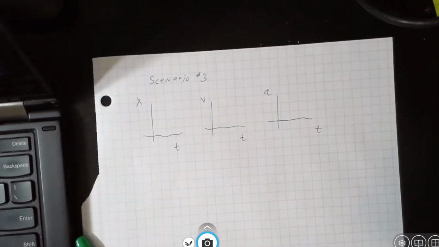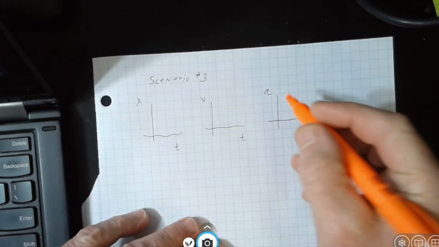Maybe do a third scenario here. So in this case, let's start with our acceleration time graph. Let's say we have something that looks like this.